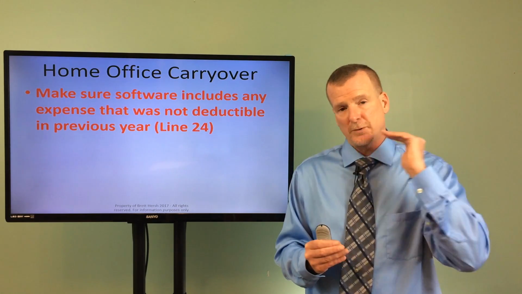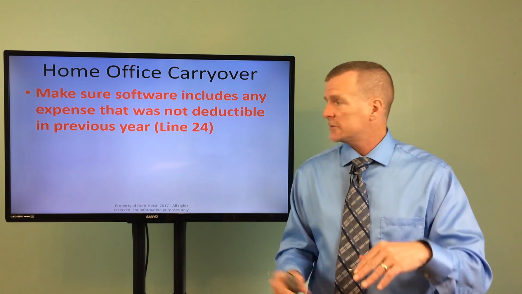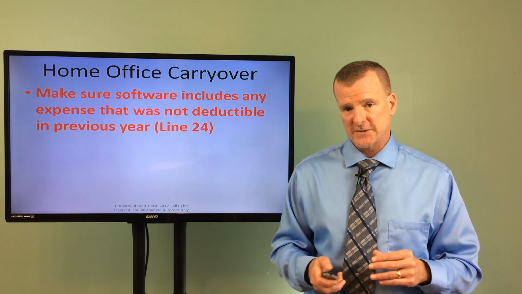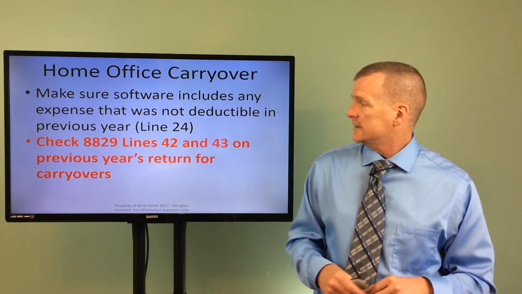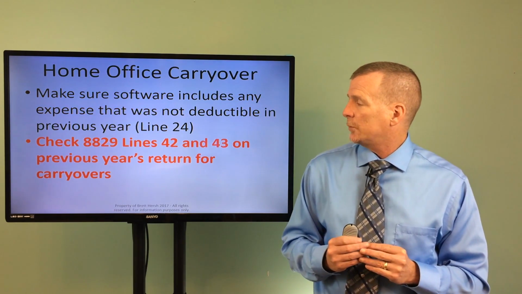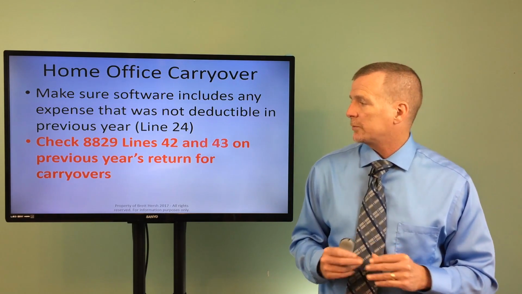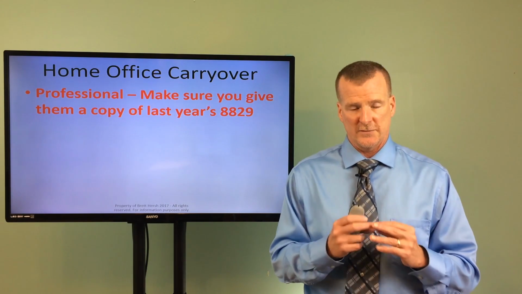It'll show up on your return. Make sure you put that into line 24. Make sure it shows up on line 24 from a previous year. And you'll see that on the return where they're shown. So what you do is check the 8829, lines 42 and 43 on the previous year's return. Look for carryovers of those.